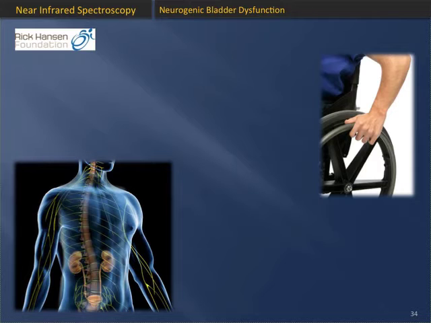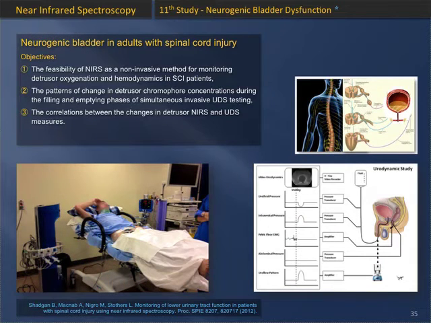After some non-neurogenic dysfunctional cases, we moved to neurogenic cases at ICORT with Dr. Mike Nigro. We started to look at bladder dysfunction, monitoring bladder dysfunction in people with a spinal cord injury. And the objective was to first look at the feasibility of doing NIRS as a non-invasive method for monitoring bladder function, and look at the pattern of changes in Detrusor chromophore concentration during filling and voiding when it's possible, and try to correlate our non-invasive NIRS data to invasive simultaneous urodynamic data.